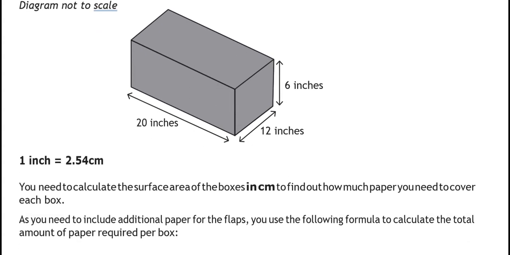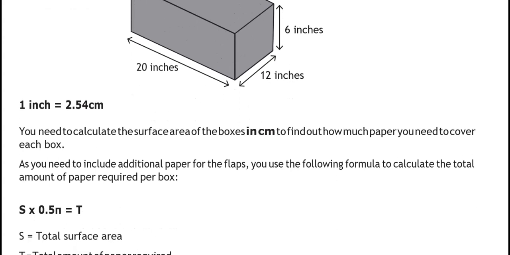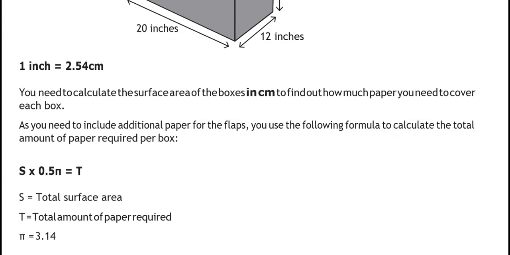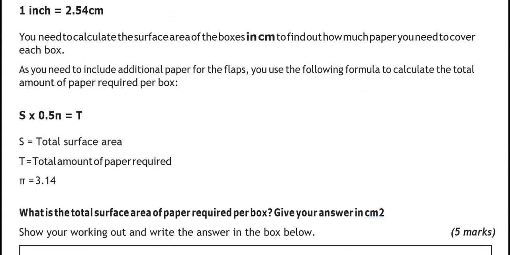As you need to include additional paper for the flaps, you use the following formula to calculate the total amount of paper required per box. S times 0.5 pi equals T, where S is the total surface area, T is equal to total amount of paper required, pi is equal to 3.14. What's the total surface area of paper required per box? Give your answer in centimeters squared. Show your working out and write the answer in the box below.